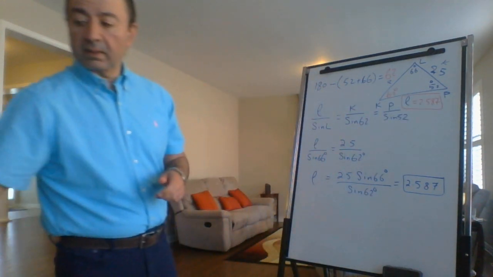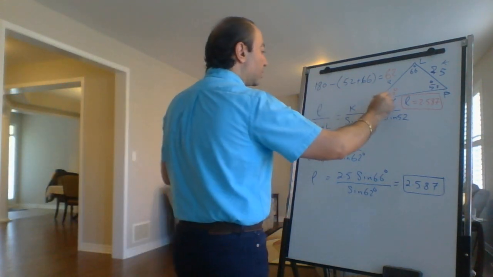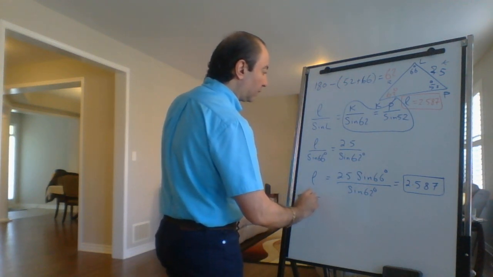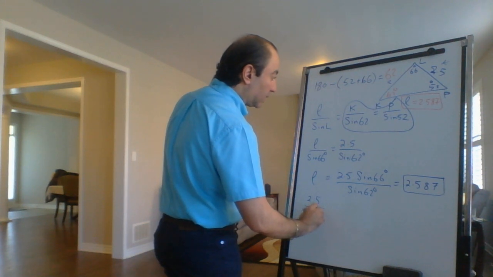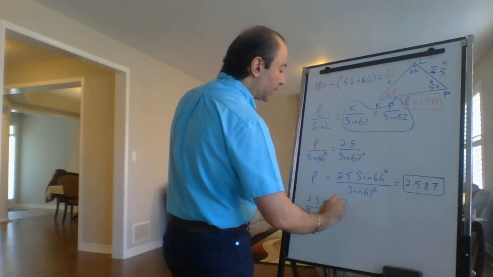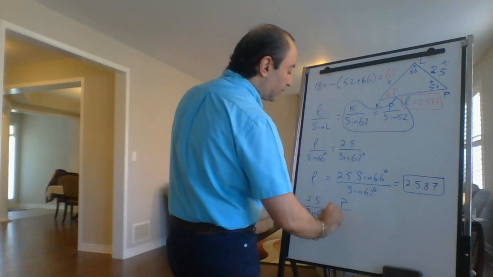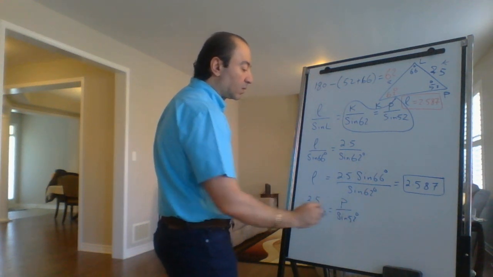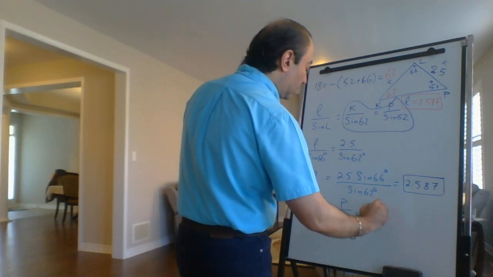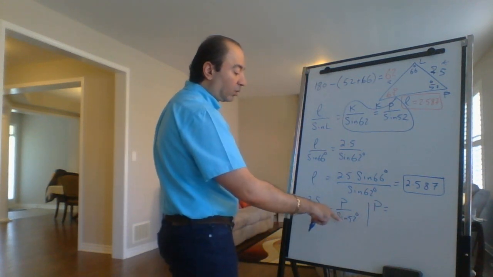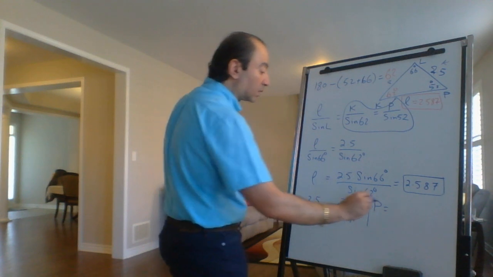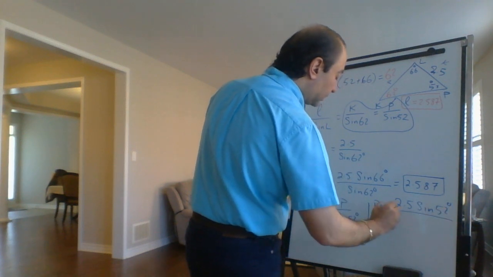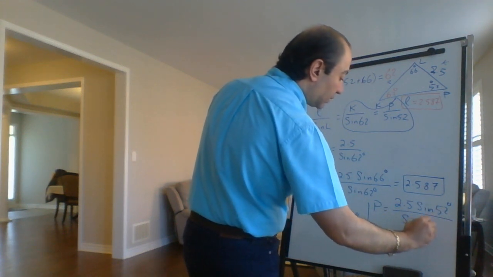Then I will apply the sine law again, so I can use these two ratios. So k, which is 2.5 over sine 62, will equal p, which is missing and I need to find it, over sine 52. Again, I want to isolate p, so I will multiply everything by the denominator here, sine 52, so they cancel out. So p will be 2.5 sine 52 degrees divided by sine 62 degrees.